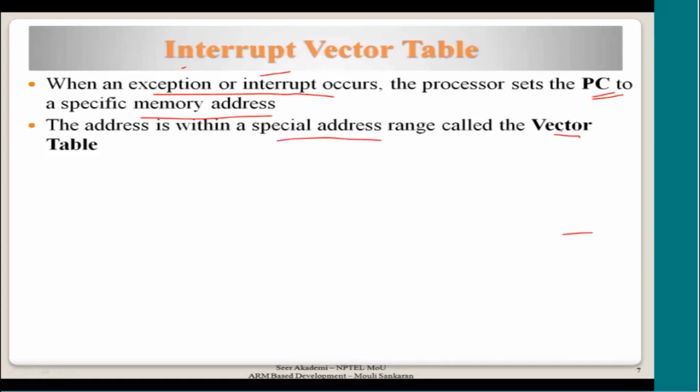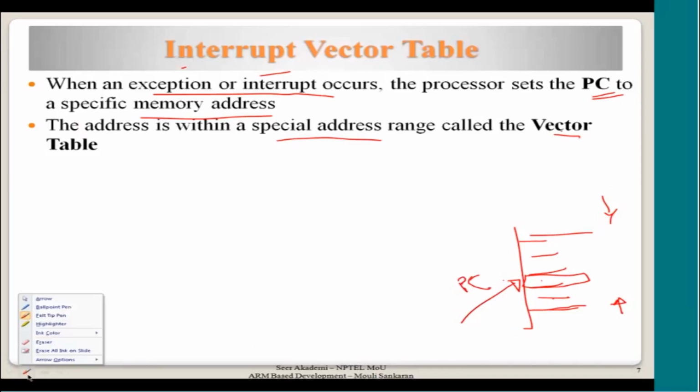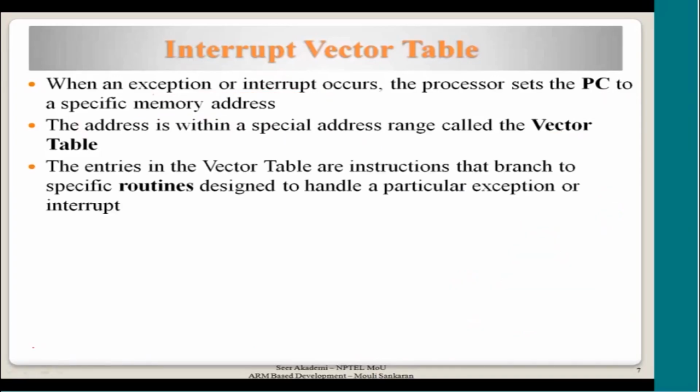Assume there is a fixed physical address location within which different addresses are given, and based on whatever interrupt or exception has happened, the particular address will be accessed by setting the PC value to that address. It is done automatically by the processor. We are not writing code for that. The entries in the vector table are instructions that branch to a specific routine.